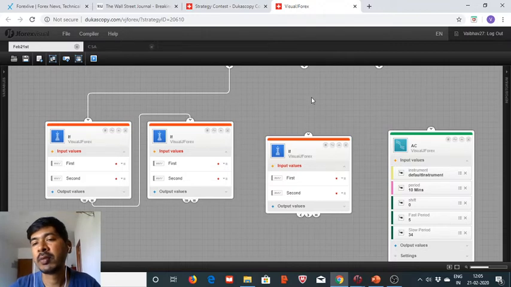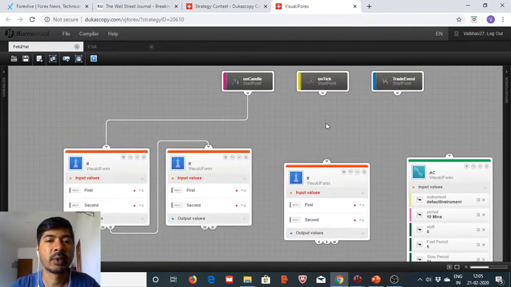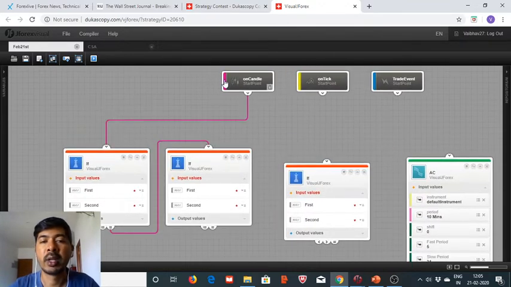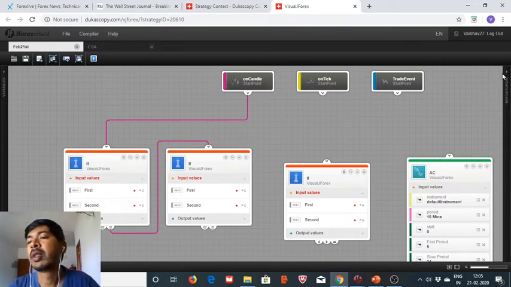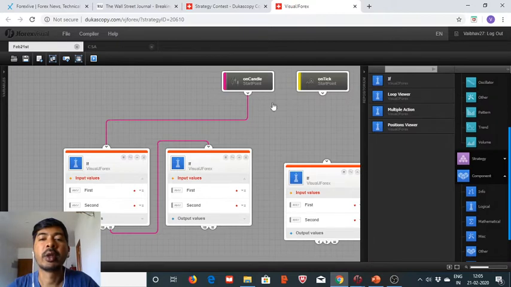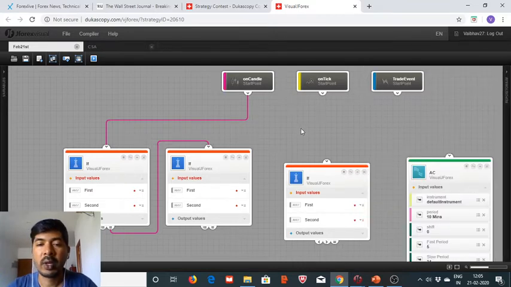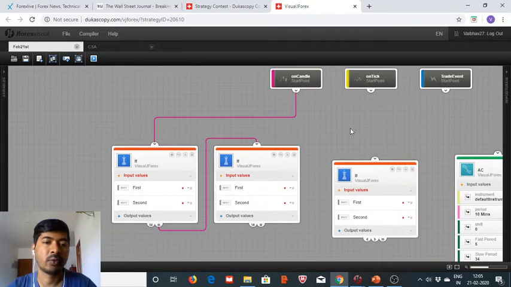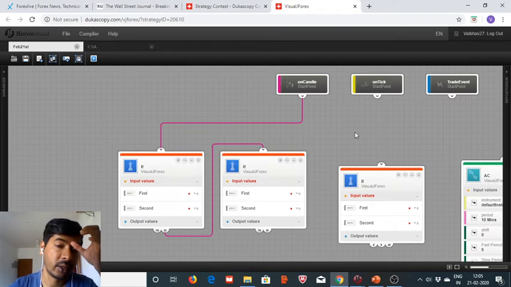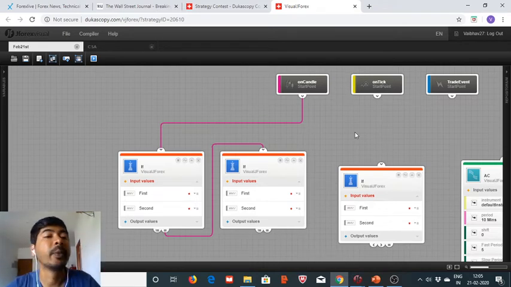Now let's first do the instrument subscription. We will be utilizing on tick, sorry, on candle. So on candle means the initialization will be happening whenever a new candle is formed, and the least candle can be of 10 seconds, and it can be up to 1 month.